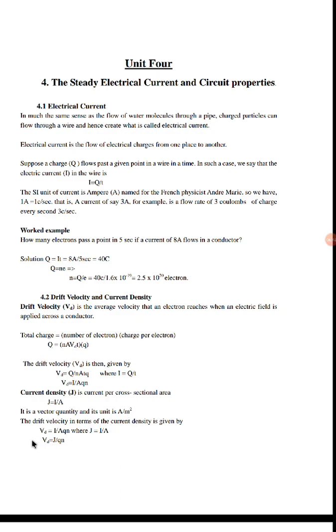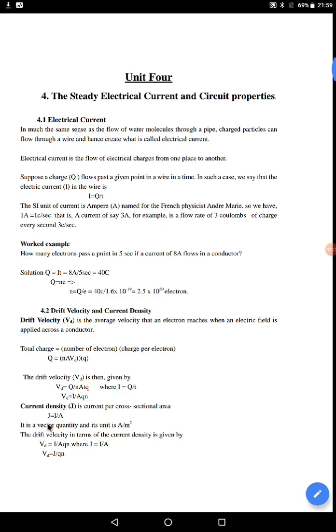The drift velocity in terms of the current density is given by Vd equals I over A q N, where J equals I over A. So finally we come to Vd equals J over q N. This is the relation between the drift velocity and the current density.